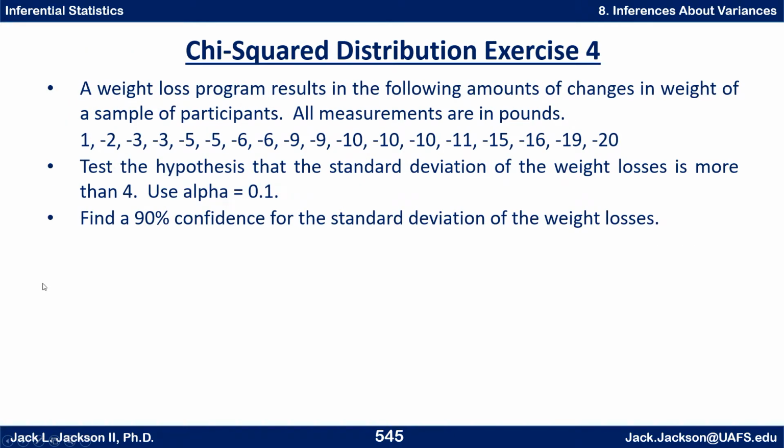So let's put it to work here on an example. A weight loss program results in the following amounts of changes in weight in a sample of participants. All measurements are in pounds. We have some data. Test the hypothesis that the standard deviation of weight losses is more than 4. Use alpha as 0.1. Find a 90% confidence interval for the standard deviation of the weight losses.